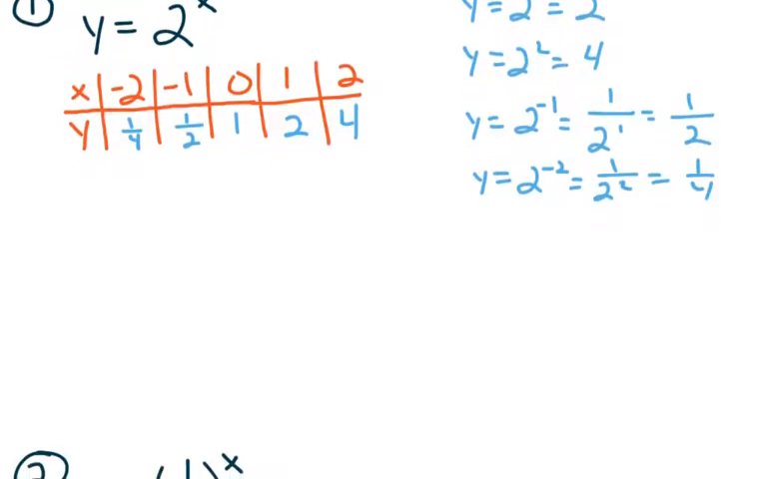So if we're going to graph this, we have our x and y axis, 1, 2, 1, 2, 1, 2, 3, 4. We can put our points on the graph. We have 0, 1.